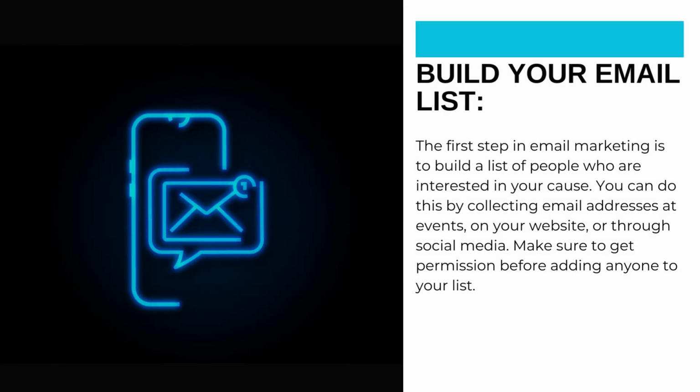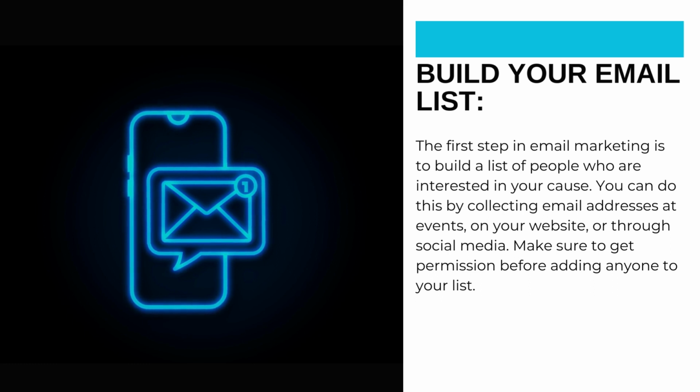Build your email list. The first step in email marketing is to build a list of people who are interested in your cause. You can do this by collecting email addresses at events, on your website, or through social media. Make sure to get permission before adding anyone to your list.